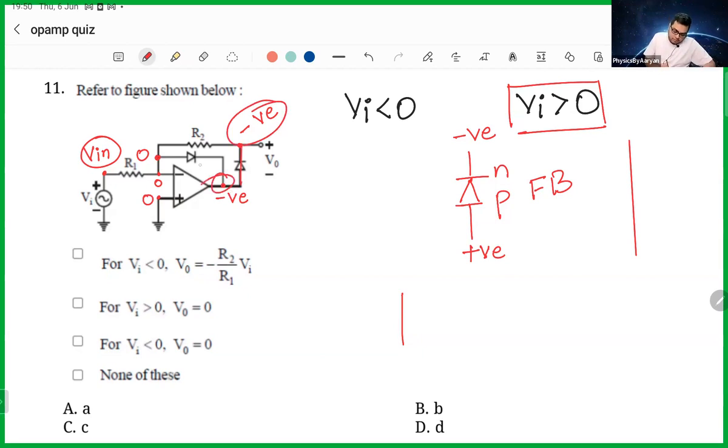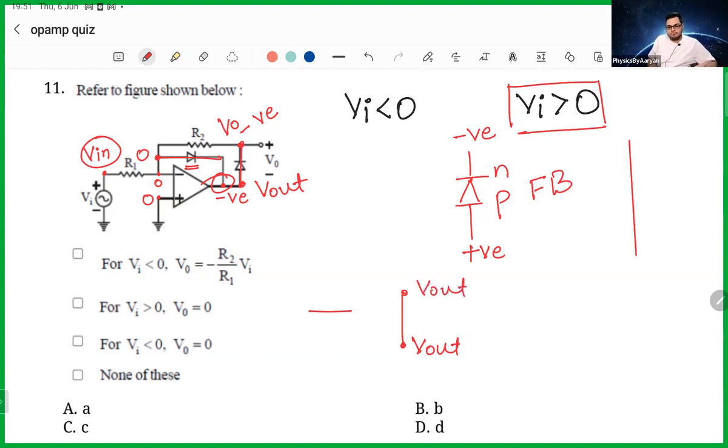And then this also becomes forward biased, because the P side is 0, higher voltage, and the N side is negative, lower voltage. So this also becomes like a wire. Both of them become like a wire. If this point is V output, then this point is also V output, because in a wire all the potentials are the same.